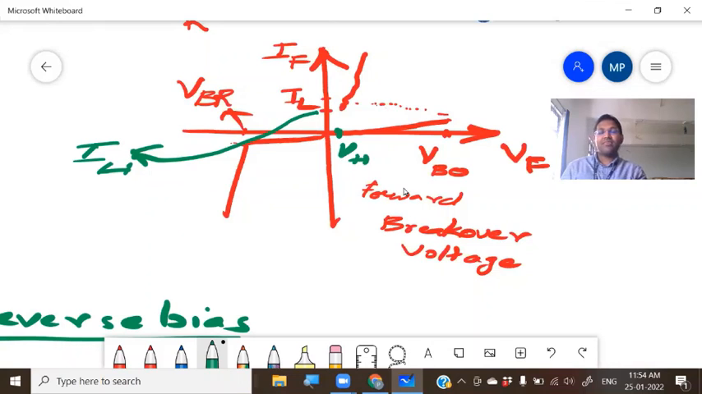So we have seen the characteristics under open gate. Next class we will see closed gate. We'll continue in the next class.